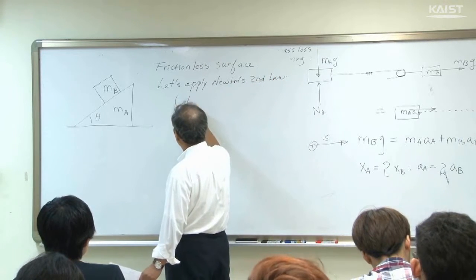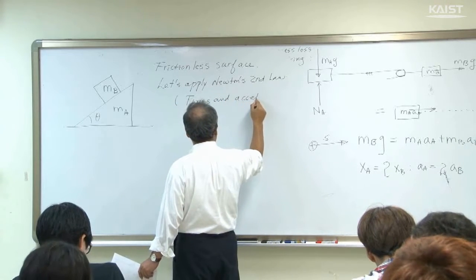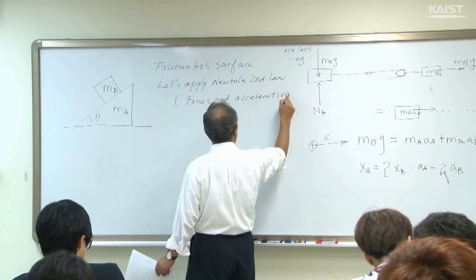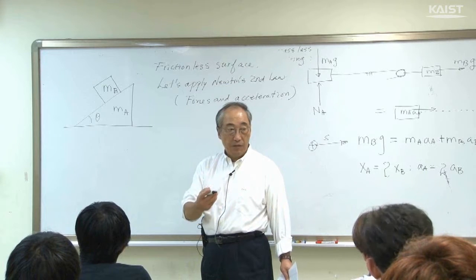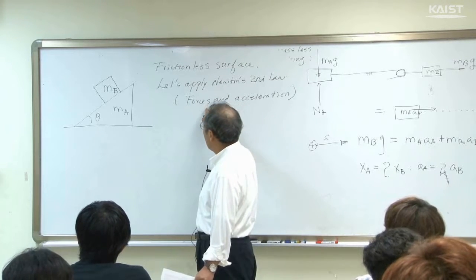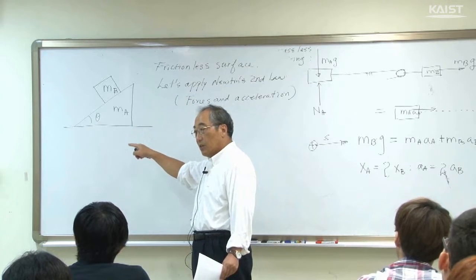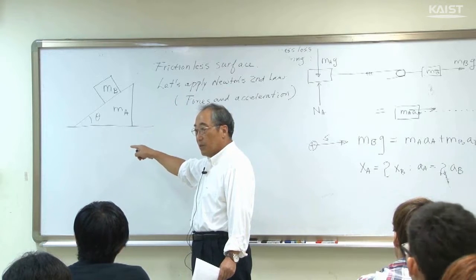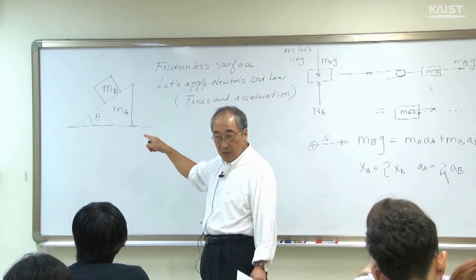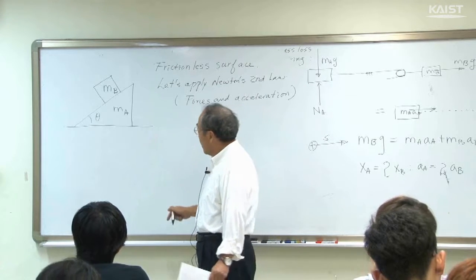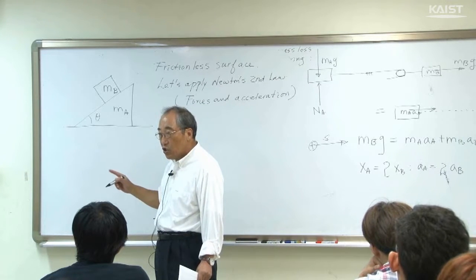Because it involves forces and acceleration. I'm emphasizing, okay? The reason why we select Newton's second law to see what's going to happen in this problem is because this problem involves only forces and acceleration. So let's apply Newton's second law on each mass.